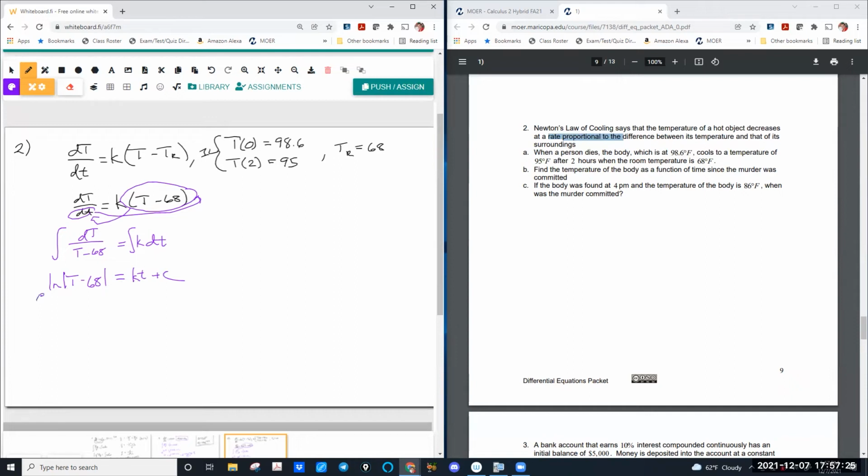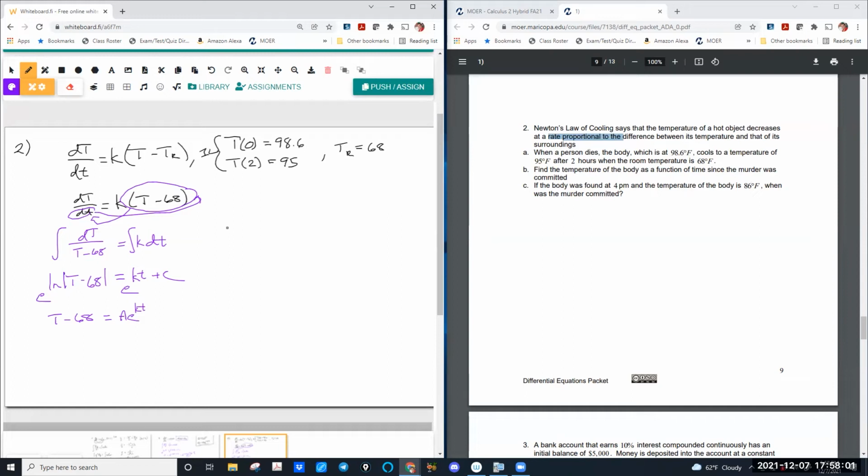Next thing we do is make both sides exponents of e. So what I end up with is T minus 68 equals, now I'm going to, just like we did before, turn that into a multiplicative constant, A e to the kt. Okay, so I absorb e to the C into this new constant. We're just going to absorb it into the one side.